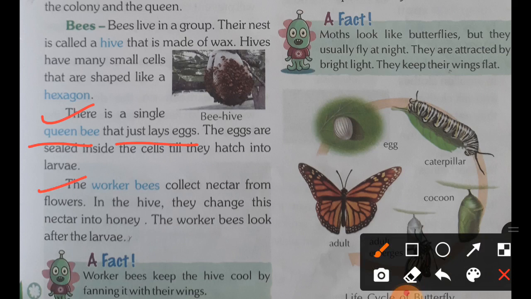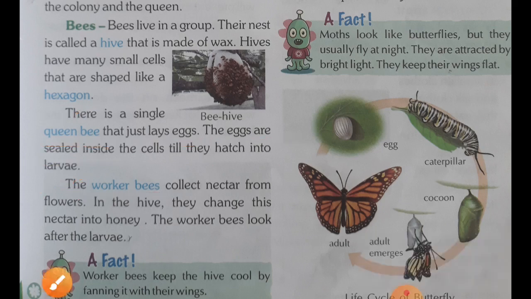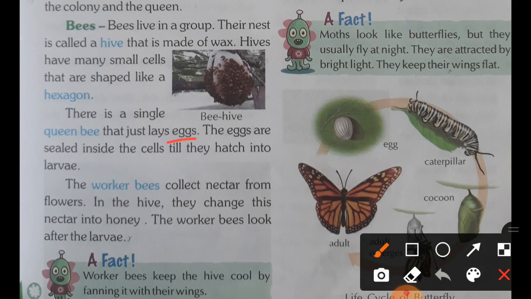So here are two types of bee in the hive, worker bee and queen bee. The function of queen bee, the work of queen bee is to lay eggs and seed inside the cell till they hatch into the larvae. Larvae is another form of eggs, they convert and become larvae.